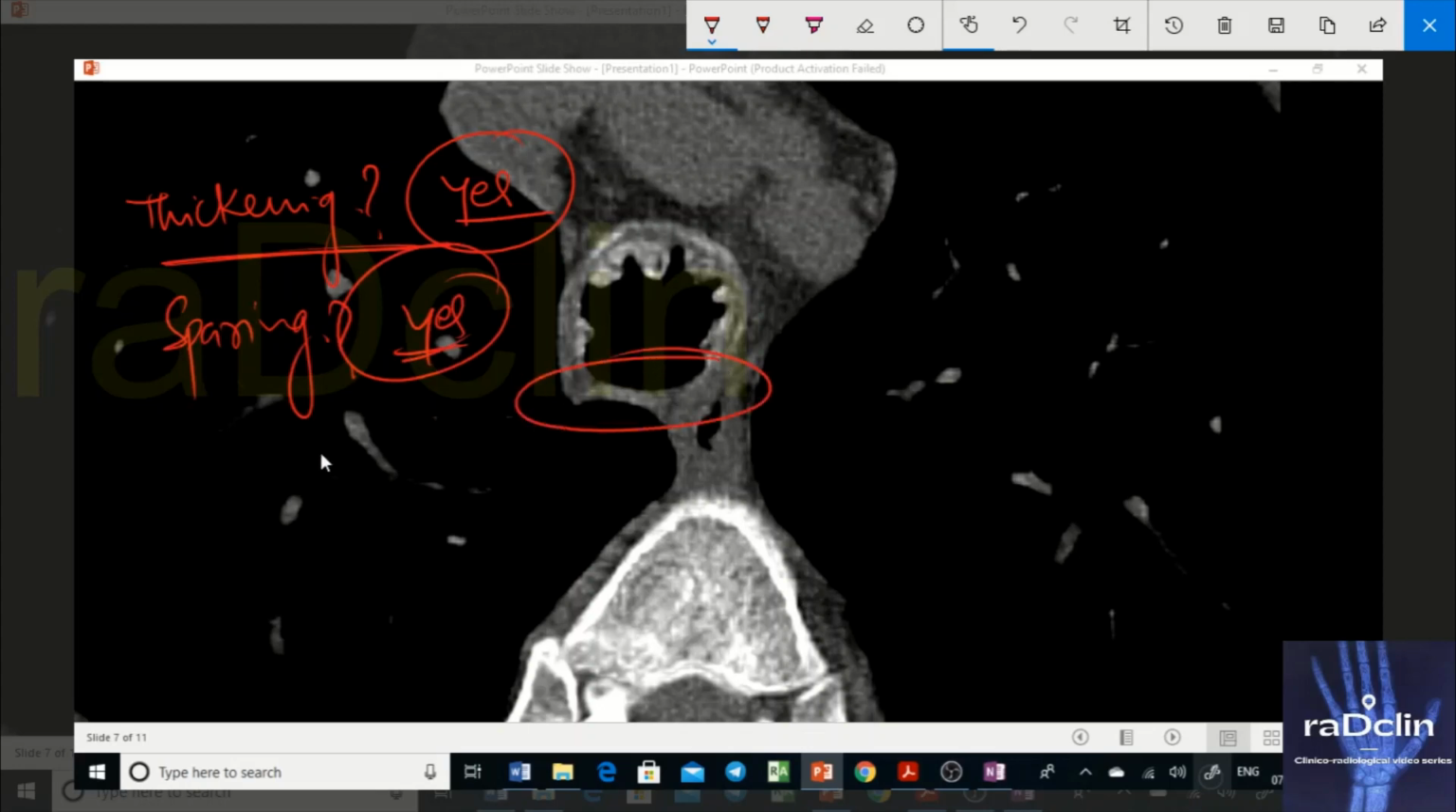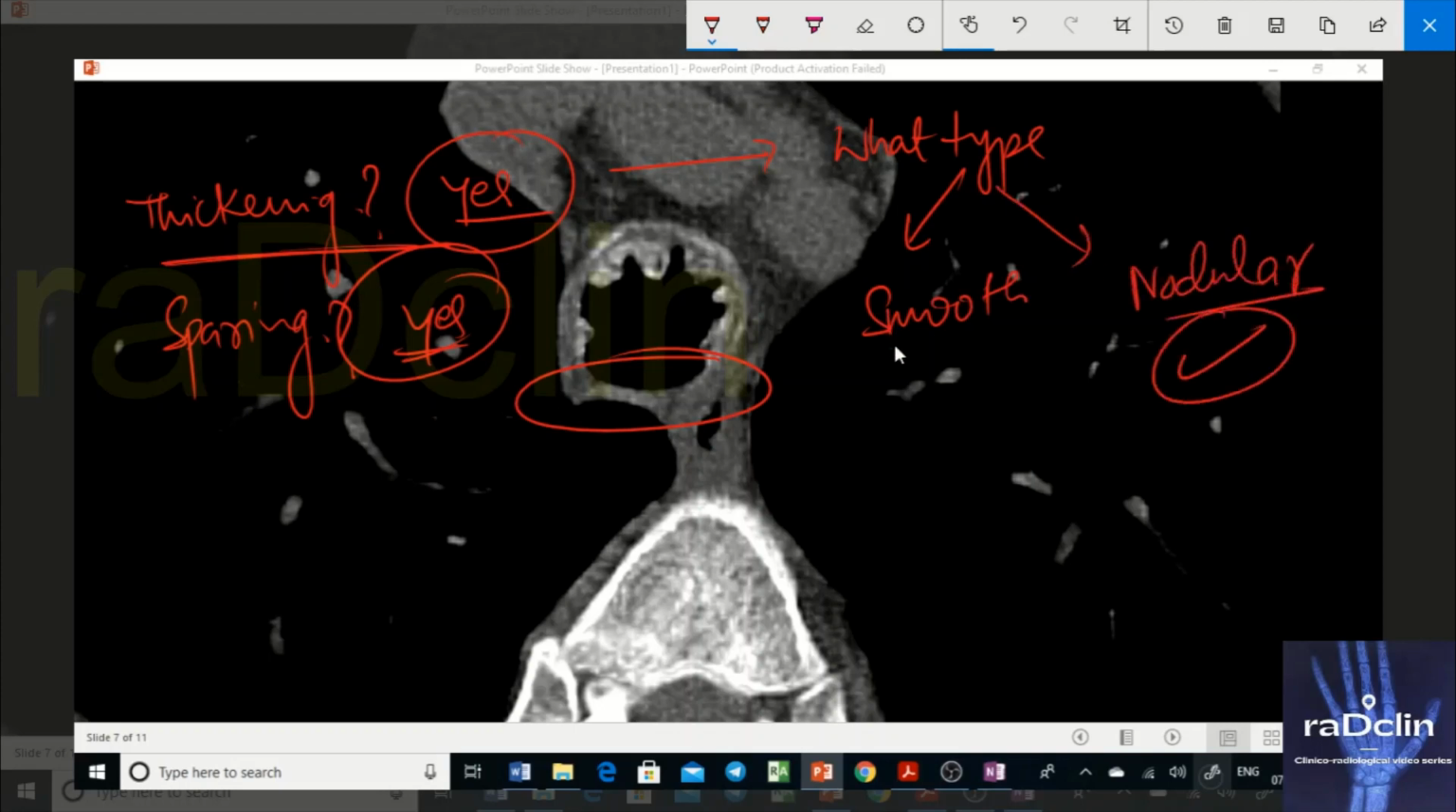Okay, it's spared here. Now, what type of thickening is it? Is it a smooth thickening or a nodular thickening? So it's a nodular thickening. It's not a smooth thickening. You can see multiple nodules. Okay, and you are seeing it in the anterior wall. You are seeing some of the nodules in the lateral wall also.